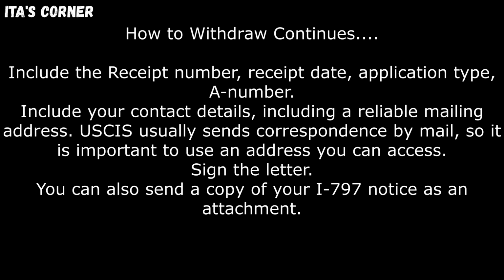and the A number. Include your contact details, including a reliable mailing address. The USCIS usually sends correspondence by mail, so it is important to use an address you can access. Sign the letter. Any letter that is unsigned will be rejected by the USCIS. You can also send a copy of your I-797 notice as an attachment.